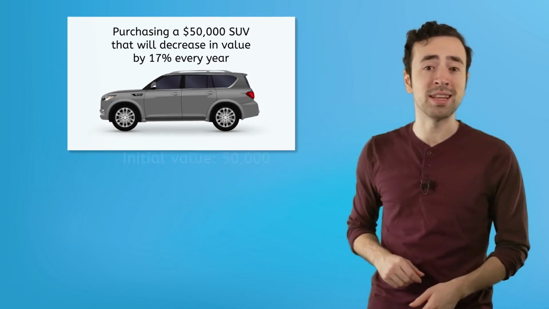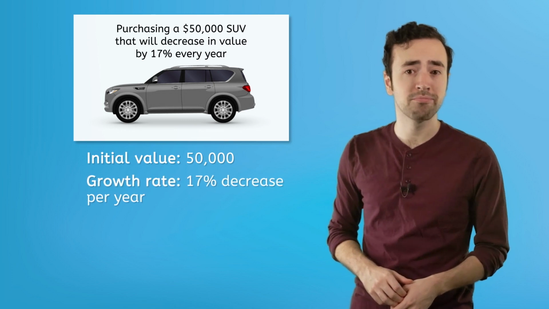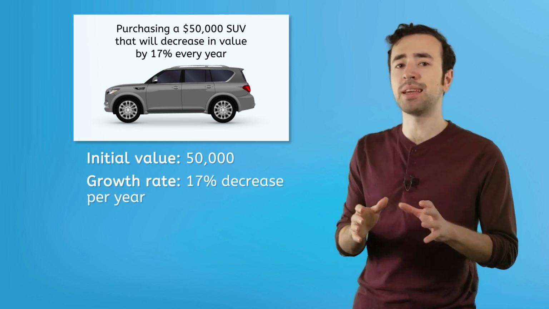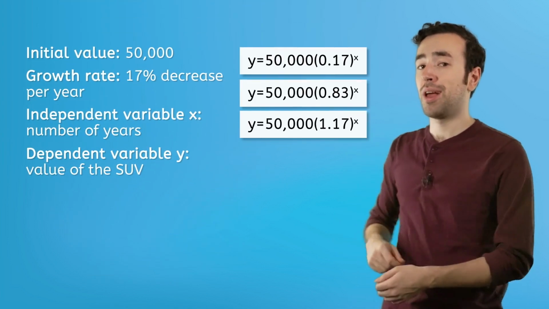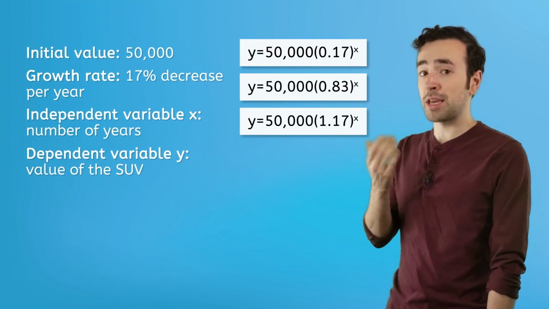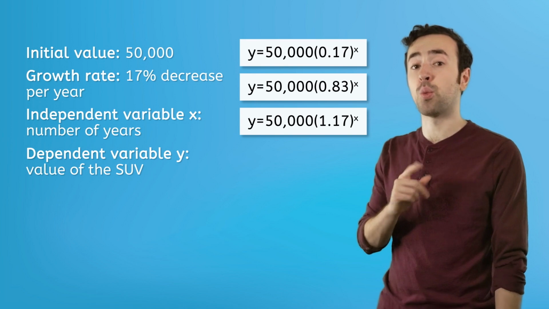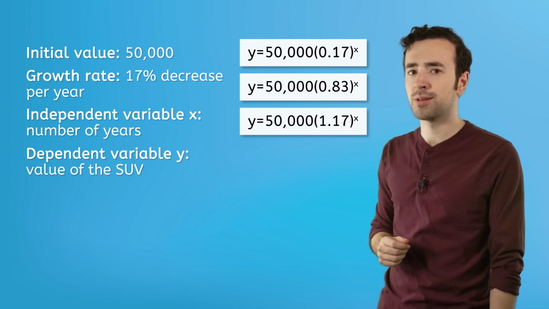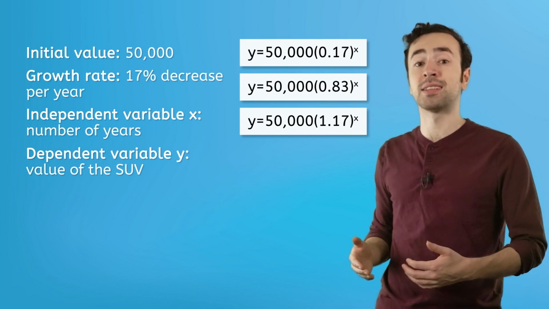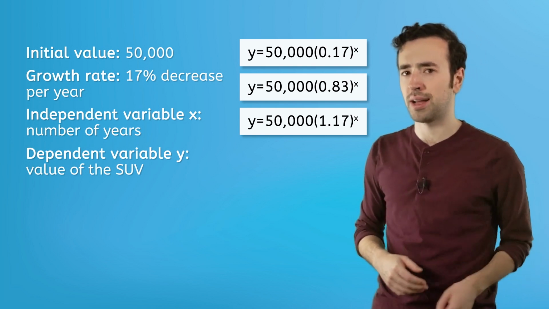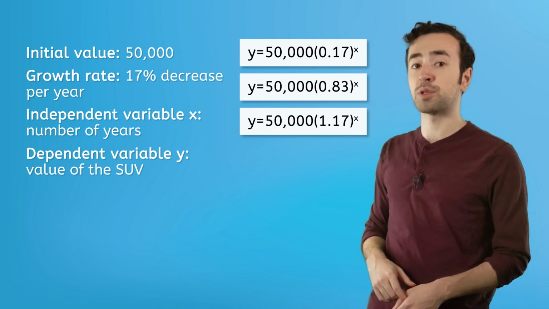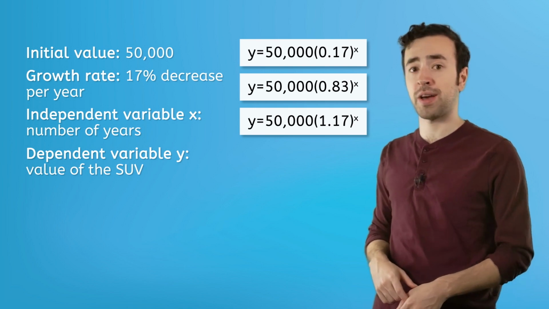Did you figure out the initial value and growth rate? What about the meaning of the input and output? Is your answer one of these? Y equals 50,000 times 0.17 to the power of x? Or maybe y equals 50,000 times 0.83 to the power of x? Or did you find that y equals 50,000 times 1.17 to the power of x?